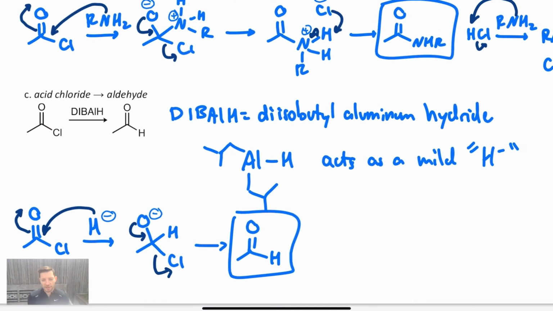Okay, so that's a summary of how acid chlorides react, some reactions from earlier this semester in Orgo 1, and a few mechanisms to illustrate some new ones. Next up, we'll talk about esters and anhydrides, and then beyond that, the rest of the acid derivatives.